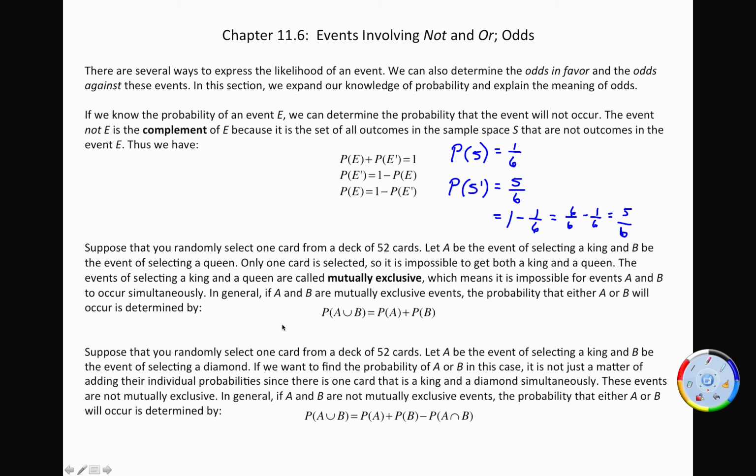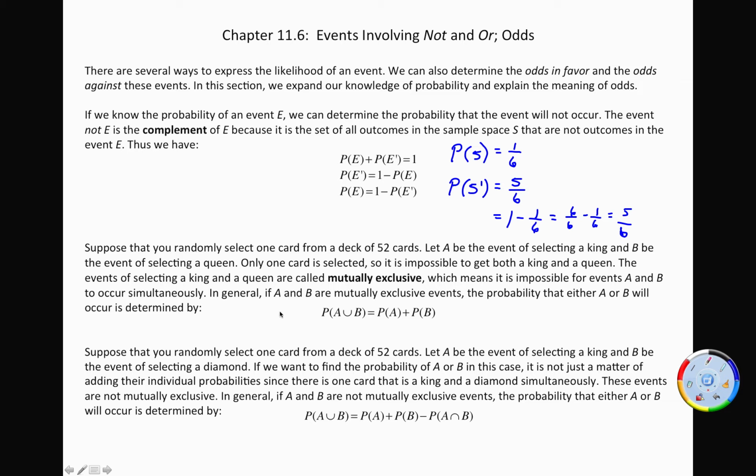Suppose that you randomly select one card from a deck of 52 cards. Let A be the event of selecting a king and B be the event of selecting a queen. Only one card is selected. Now remember, we've mentioned that before. That's important to pay attention to, how many cards are being selected. Only one card is selected, so it is impossible to get both a king and a queen. The events of selecting a king and a queen are called mutually exclusive, which means it is impossible for events A and B to occur simultaneously.